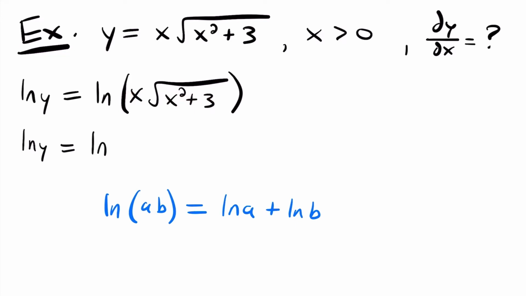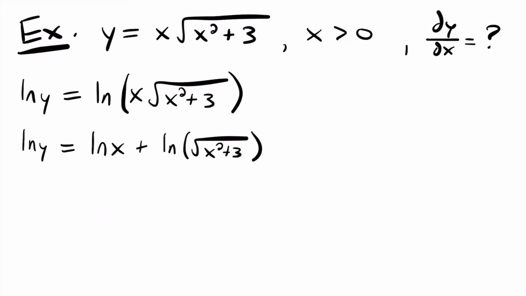These two functions are being multiplied together, and so if x is a and this square root function is b, then we can split up this natural log into two natural log functions. And so we'll have the natural log of x plus the natural log of the square root of x squared plus 3. Okay, and so now we've simplified that a little bit, but we can actually simplify it even more because we can write this square root function to be x squared plus 3 to the 1/2 power, right? That's what the square root function is.